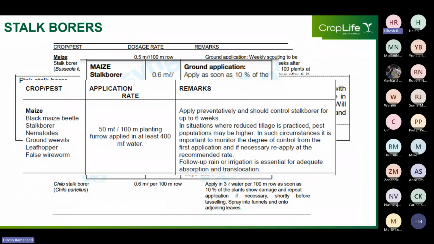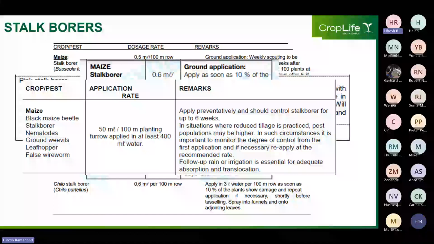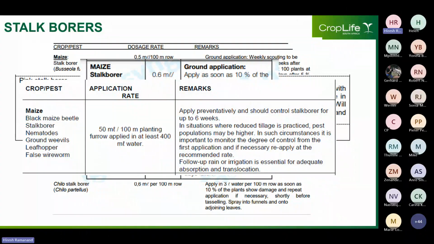It is very important to also take note that follow-up rains or irrigation is essential for adequate absorption and translocation. In other words, if there is no rain or irrigation after application, the product will likely lack the required efficacy needed to control stalk borers. Again, to reiterate, this type of preventative option should only be considered if a moderate to high yield of maize is expected, given the costs involved.